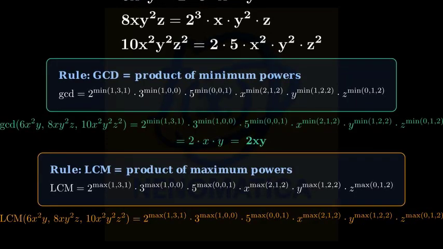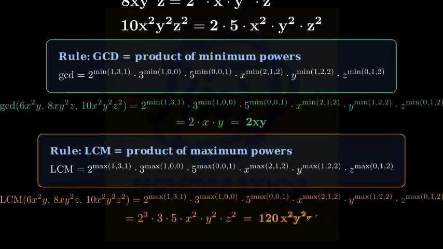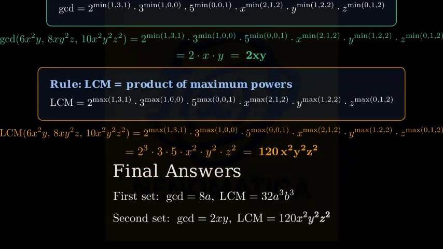Final answers. For the first set, greatest common divisor equals 8a, and least common multiple equals 32 a cubed b cubed. For the second set, greatest common divisor equals 2xy, and least common multiple equals 120x squared y squared z squared.